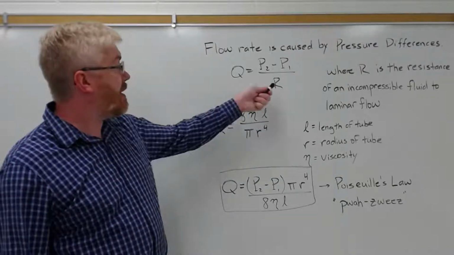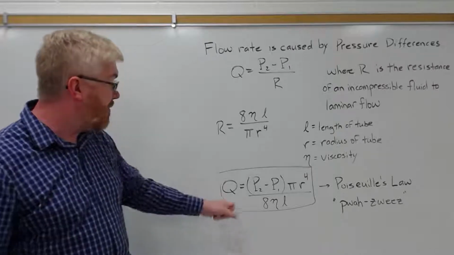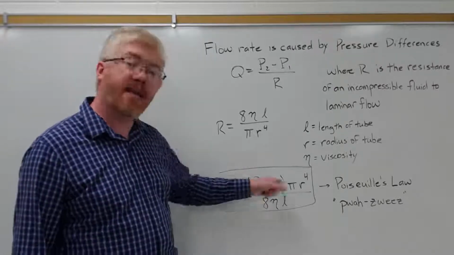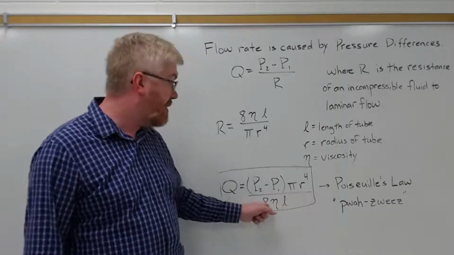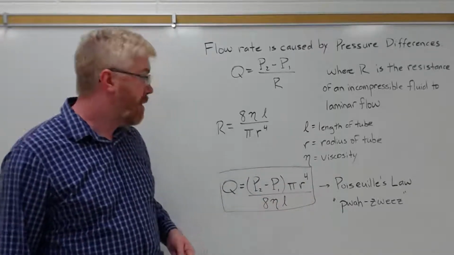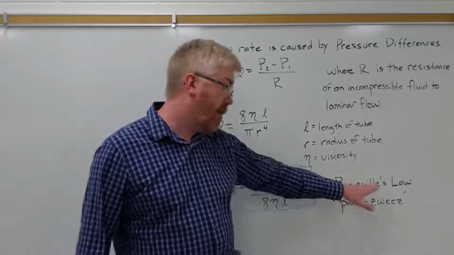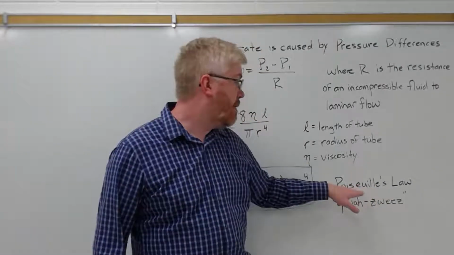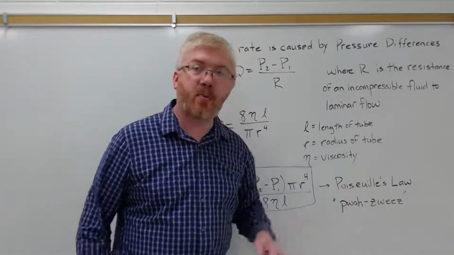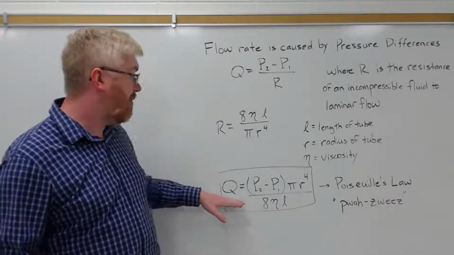So plugging this into the equation above, we have the flow rate is equal to the difference in the pressures times pi r to the 4th over 8 eta times L. This is called Poiseuille's law. It's French, Poiseuille's. That's how that's pronounced. Poiseuille's law relates the flow rate.